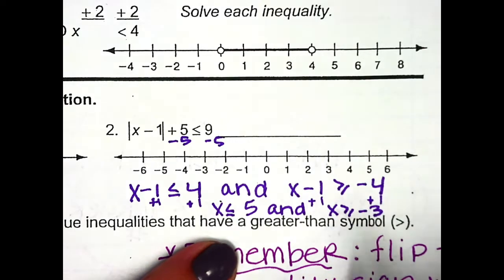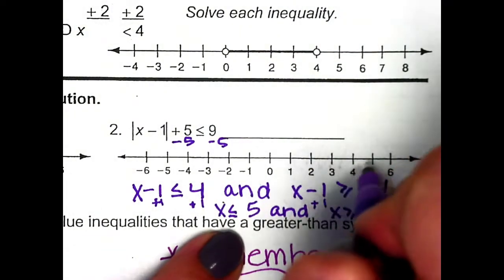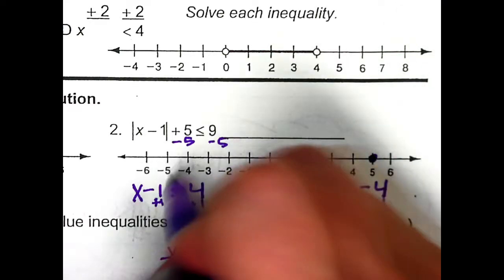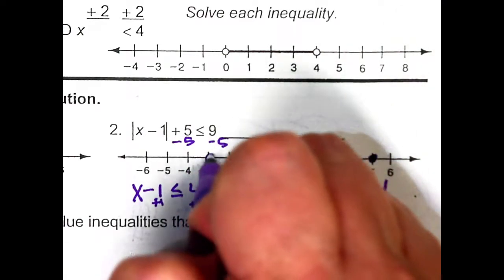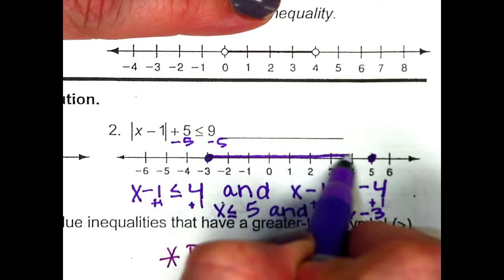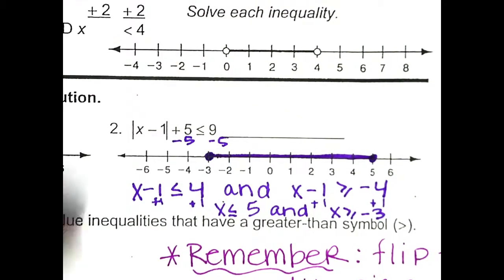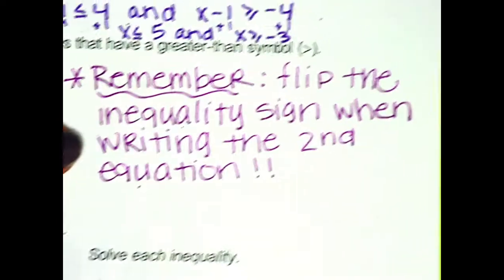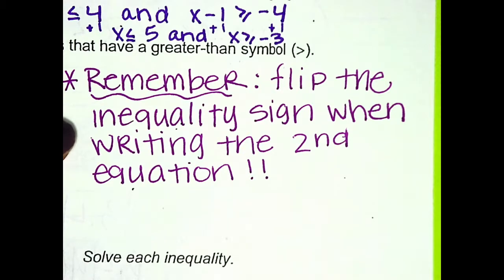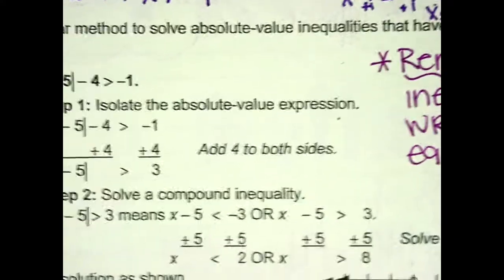Okay, so because they're less than or equal to and greater than or equal to, I need closed dots. Closed dot on the 5, closed on the negative 3, and we're going to shade in between again. Okay, and I have written here, remember, flip the inequality sign when writing the second equation. We're going to go on to examples 3 and 4.